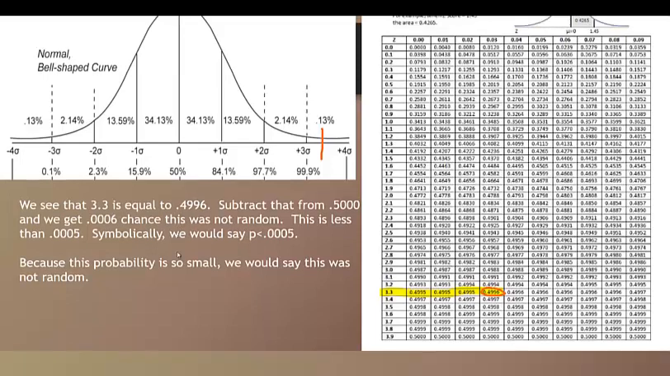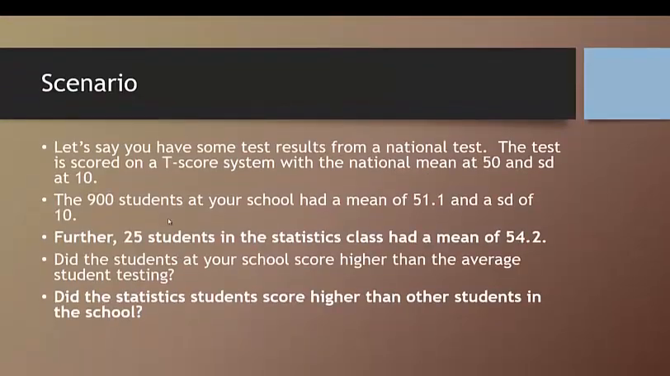So that was one question. So the next question then, did the students at your school score higher than the national average student test? The answer is yes. Now we would write that differently and we'll figure that out later, but the simple answer is yes. The next question then said we had 25 students in a statistics class that had a mean of 54.2. Did the statistics students score higher than the other students within our school?